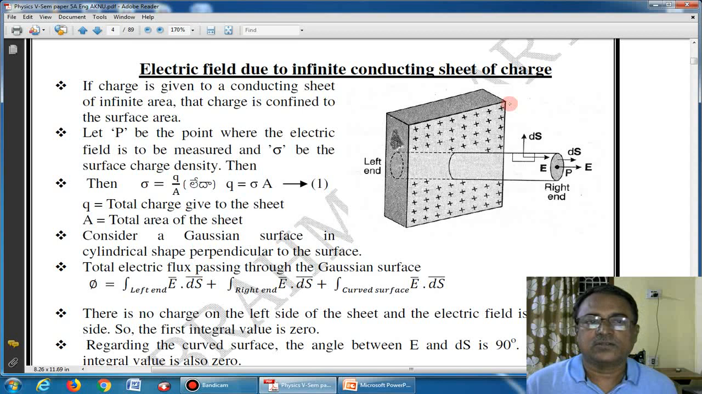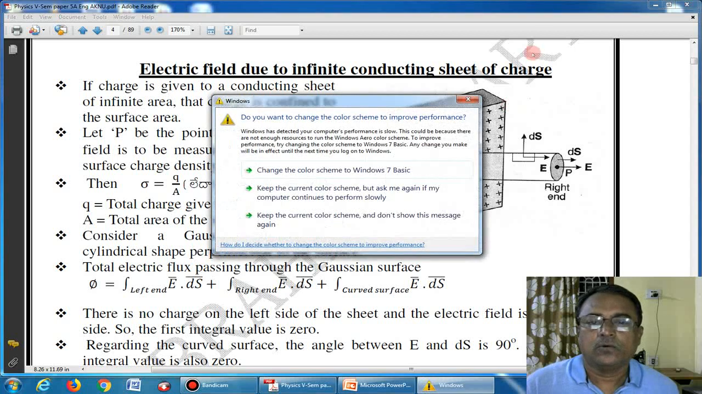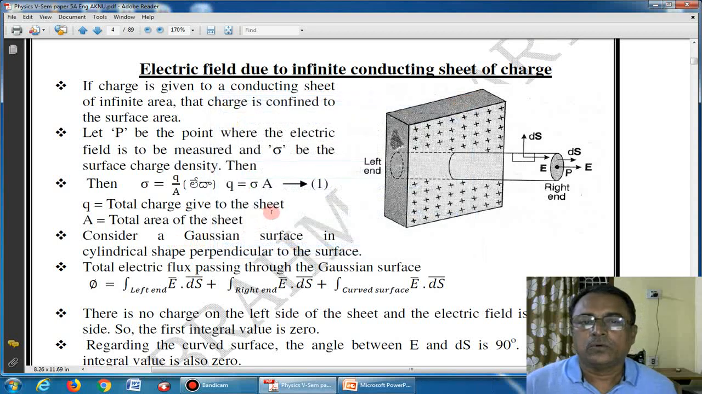In this class, we are going to study the applications of Gauss law. In our syllabus, we have two applications. One is an infinite conducting sheet. The second one is a sphere.